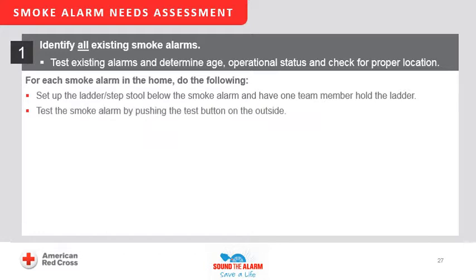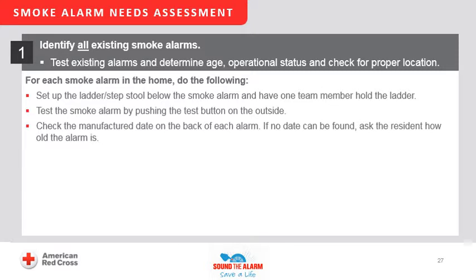Test the smoke alarm by pushing the test button on the outside. Check the manufactured date on the back of each alarm. If no date can be found, ask the resident how old the alarm is. If the smoke alarm works but is more than 5 years old, offer to install a new alarm.